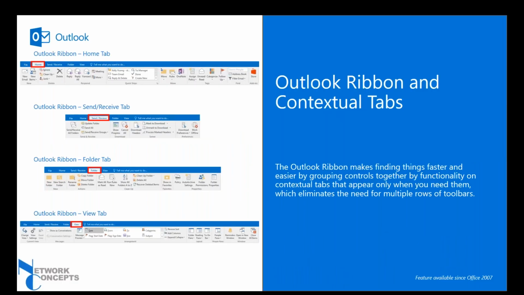All right, so let's talk about the Outlook ribbon. Obviously, you have four little things here. You have your home, your send and receive tab, your folder tab, and your view.